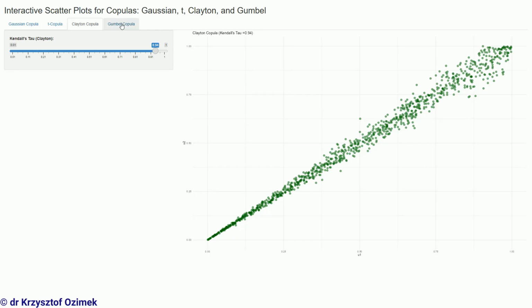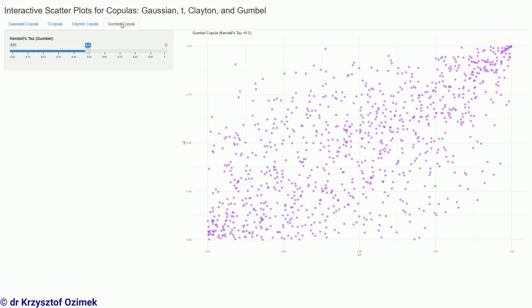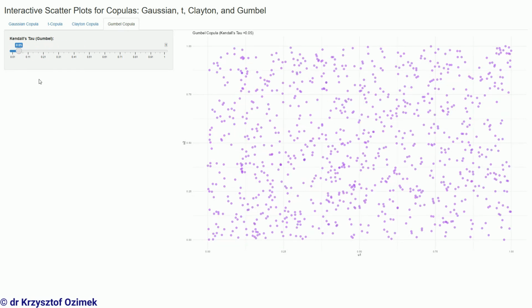Finally, let's look at the Gumbel copula. The Gumbel copula has Kendall's tau ranging from 0 to 1. It is used to model relationships between random variables in their upper tails, focusing on high values of x1 and x2. When Kendall's tau is small, the scatter plot shows a large dispersion of points, much like in the Clayton copula, with no discernible pattern or structure.